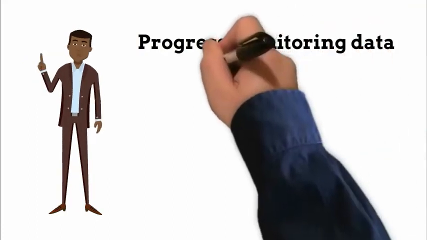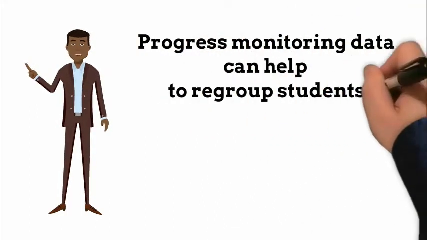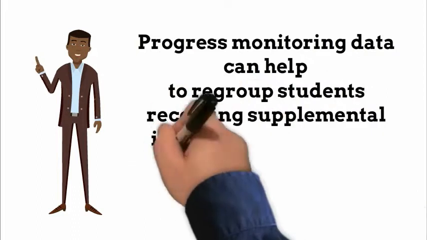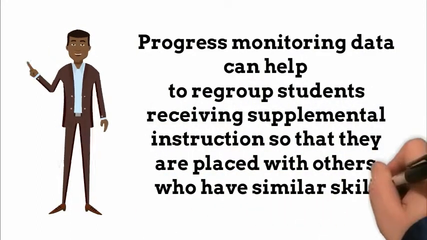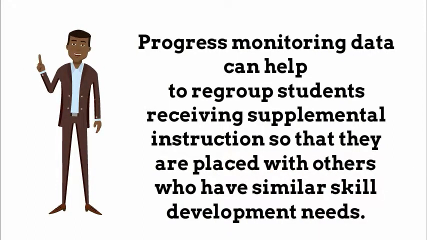Since student skill levels change over time and in varying degrees, progress monitoring data can help to regroup students receiving supplemental instruction so that they are placed with others who have similar skill development needs. Regrouping should occur approximately every 6 weeks.